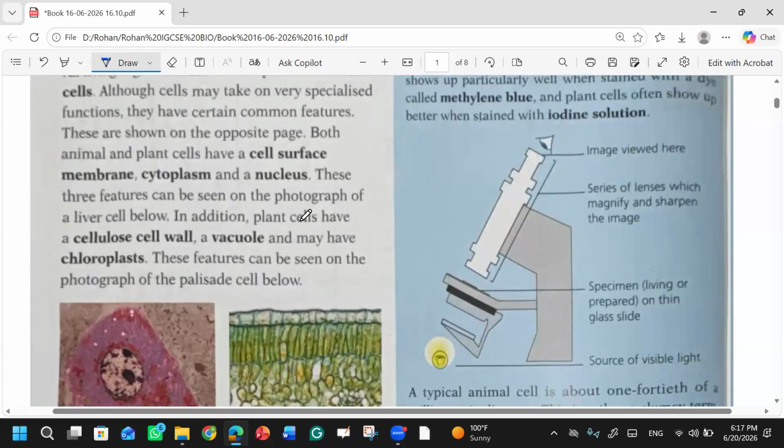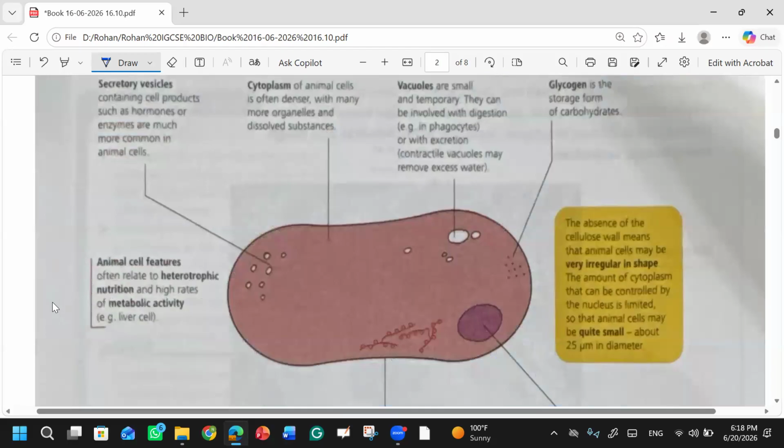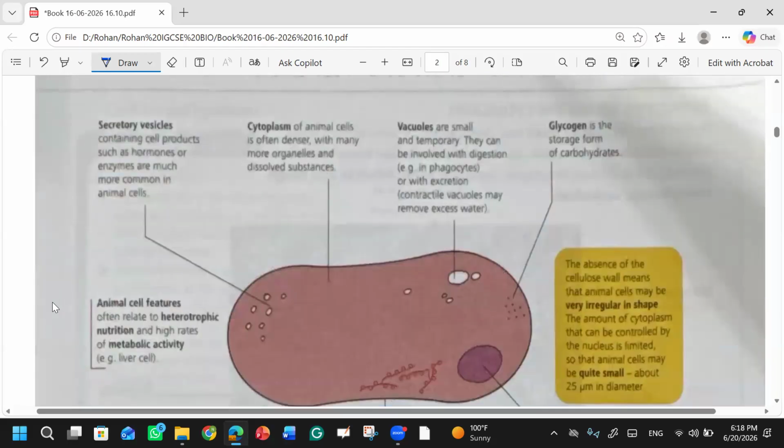And what are the things which are present only in plant cell? What are the additional things? The plant cell wall is made out of cellulose, and has a vacuole and chloroplast to make food. Okay, now these were the three common things: the cytoplasm, the cell membrane, and the nucleus.